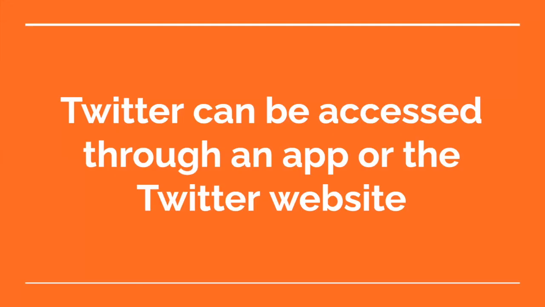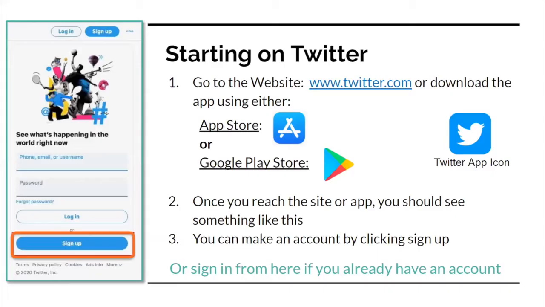Twitter can be accessed through an app or the Twitter website, and it can be downloaded on a mobile phone and it can be used on a PC too. And for starting on Twitter, just go to the website www.twitter.com or download the app using either the App Store or Google Play Store.